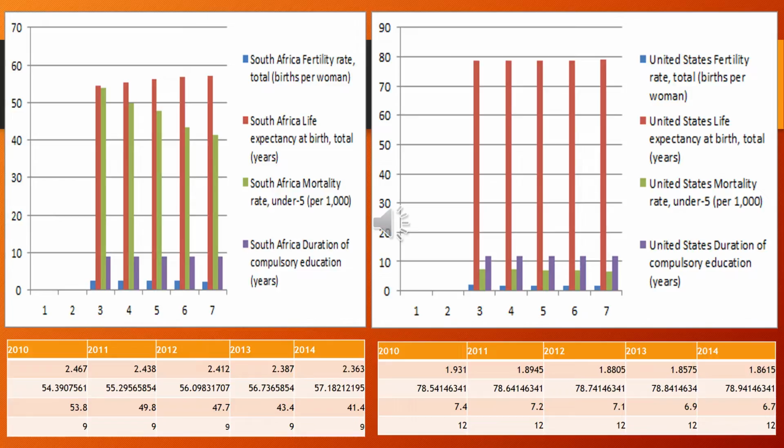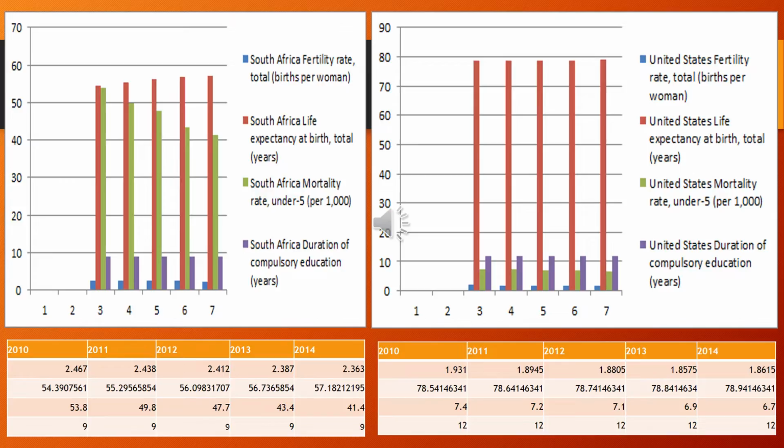All right, so we're looking now at the fertility rate, life expectancy, mortality rate for, this is important, under 5 years old, and duration of compulsory education, which is basically just how long they have to go to school, not necessarily the average years of schooling. I will be able to provide a single estimate of that for South Africa shortly after I look over these statistics.